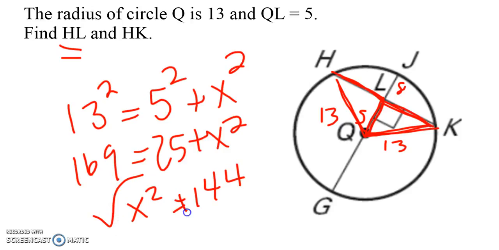And I'm going to take the square root. I would get x equals 12 and negative 12, but negative's not going to be used here. So x is 12. That tells me that HL or LK is 12, and therefore HK is 24.